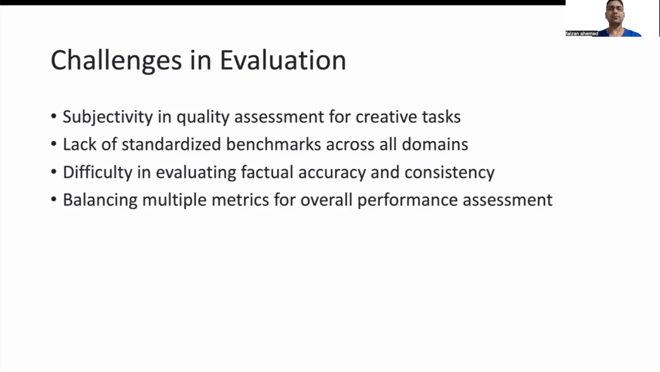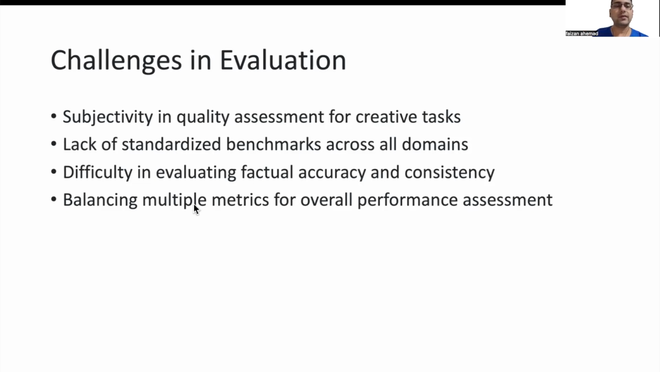Then another problem is evaluating factual accuracy and consistency. The LLM may generate a factual answer one time, and in the next sampling, it may not generate a factual or consistent answer. It may tell something else in the next iteration. Because sampling from the LLM is probabilistic, right? You sample one token, then the next token, then the next token. So sometimes it will give one response, and in another sampling, it will give another response.